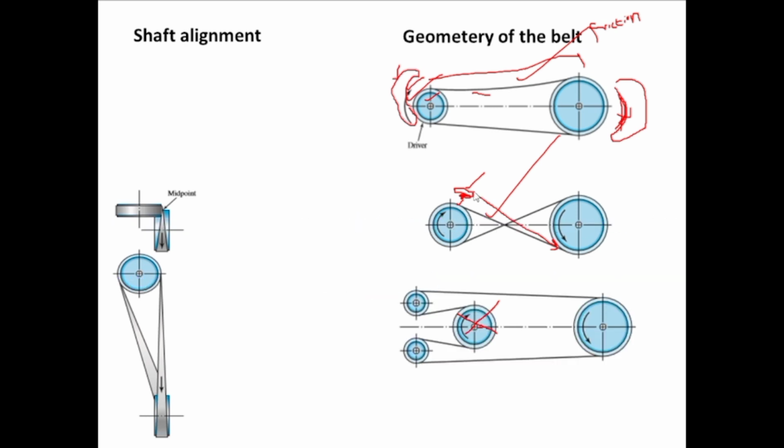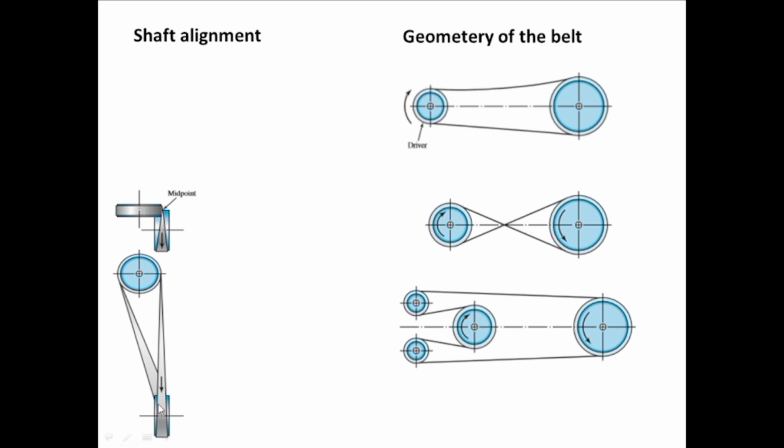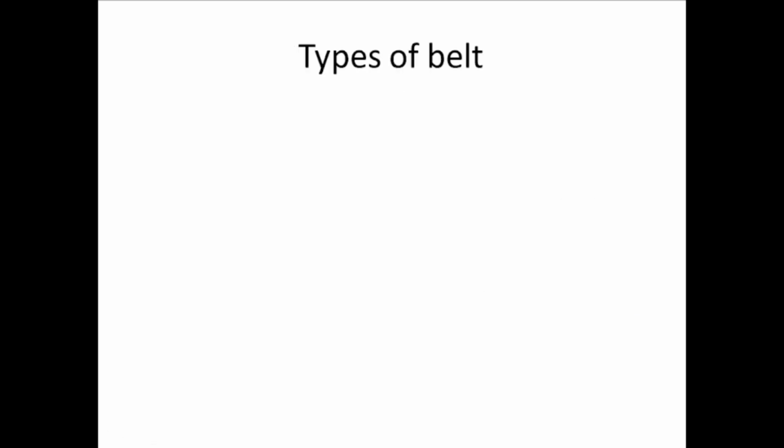Then we can have another geometry of the belt as well. We can use it like this, but this will be the case when we want the transfer of power from one shaft to two shafts. This pulley is used to increase the tension in the belts. It is an idler pulley. So these are different possible geometries. Then we have different types of belts.